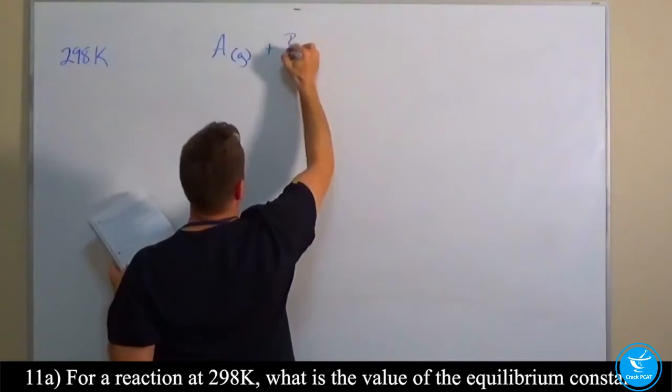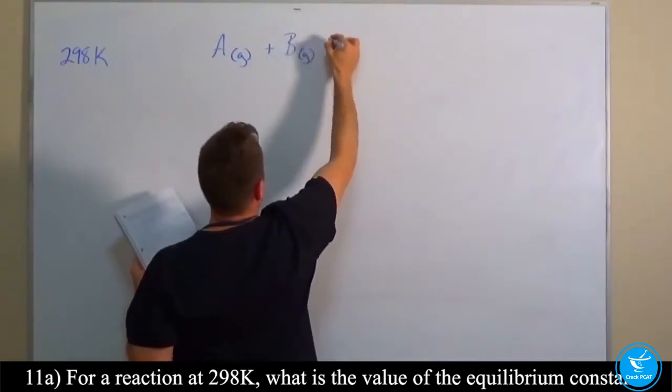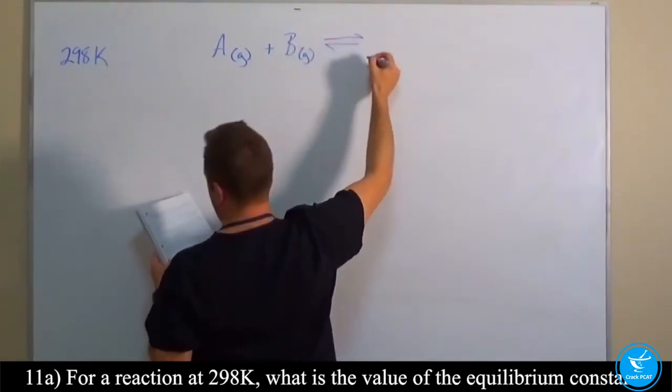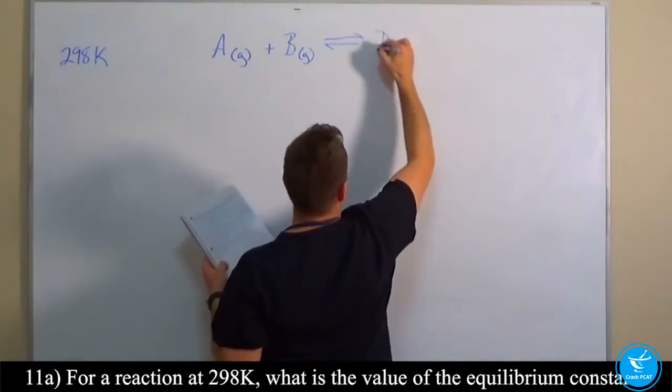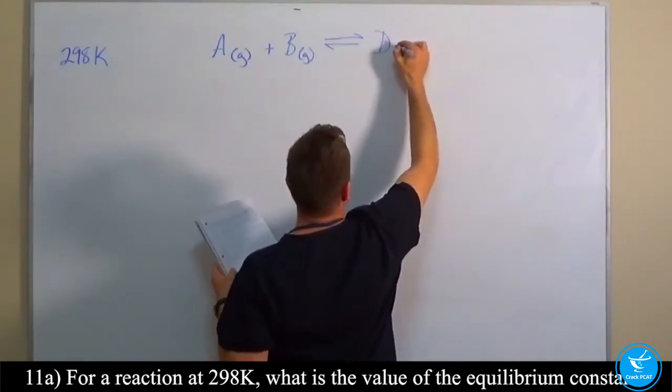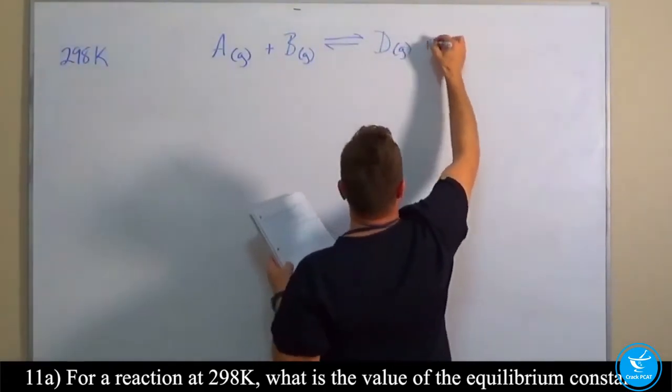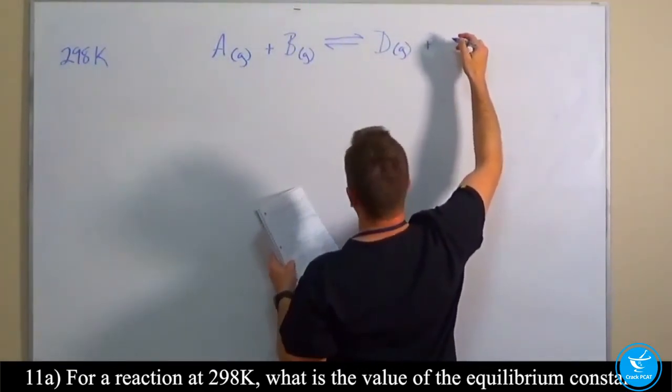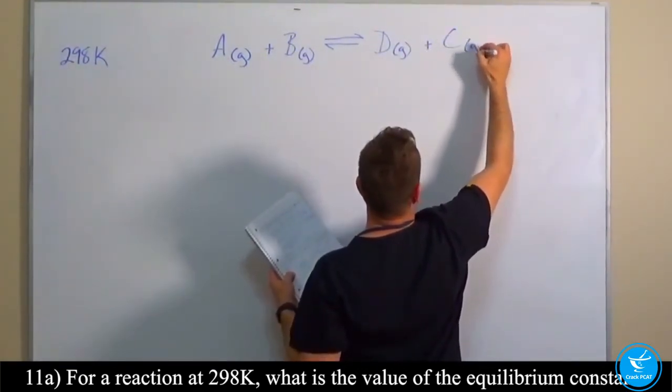it reacts with reactant B, which is also a gas. We're told that this is an equilibrium reaction, and it produces product D, which is a gas, and then also product C, which is a gas. I guess I could have ordered that the other way.